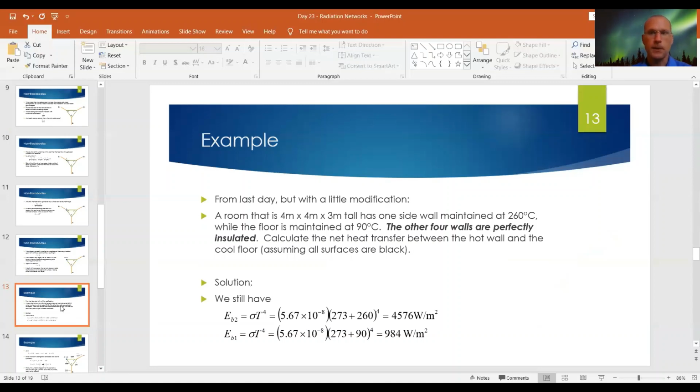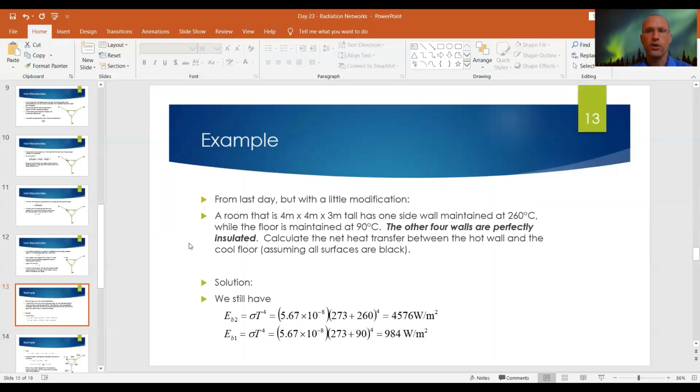So a couple examples. The first example we're going to do involves the exact same situation we had last class. We had this room that's 4 meters by 4 meters by 3 meters tall. One side maintained at 260 Celsius, floor maintained at 90. And last class I calculated the heat transfer between those 2 objects. I pretty much ignored the other 4 surfaces, the other 3 walls and the ceiling, which was not entirely correct. Generally those guys are there and they're going to do something.